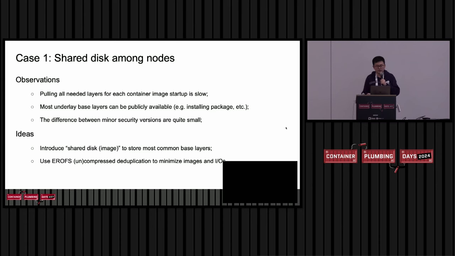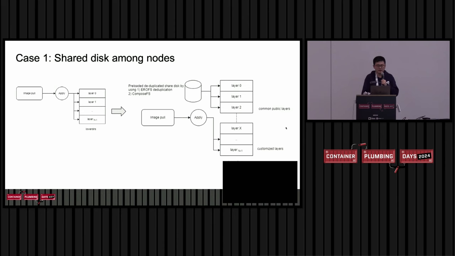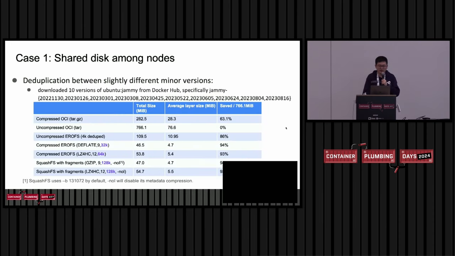We don't need P2P or some other technology, and we use EROFS compressed or uncompressed deduplication to minimize image size and I/Os. On the left-hand side, this is the original container startup flow. But on the right-hand side, we use a deduplicated shared cloud disk for the common underlying layers, and only the upper layers need to be pulled. These layers can be pulled together with other approaches, such as lazy pulling, etc.